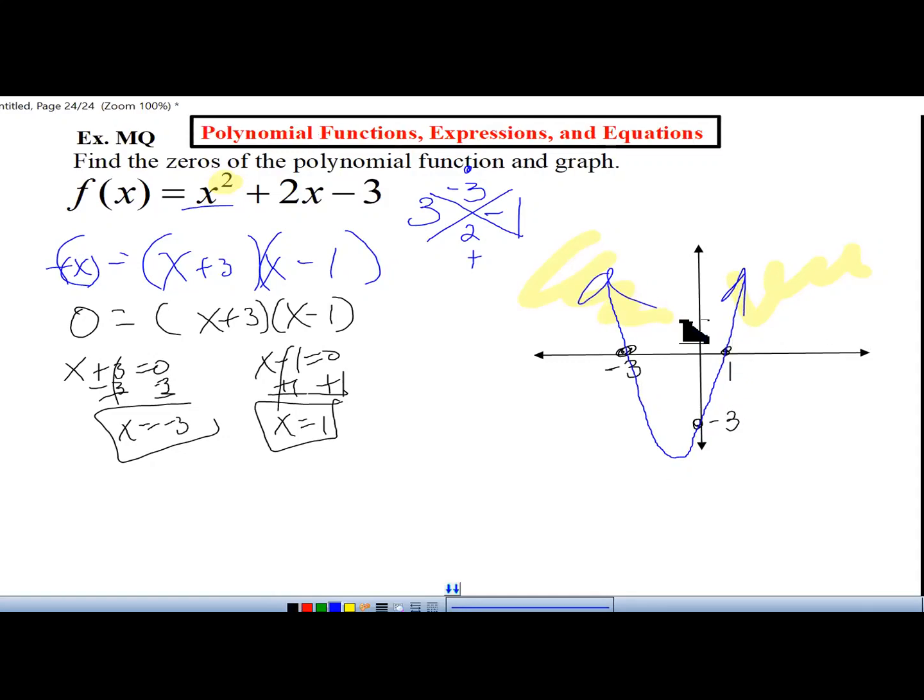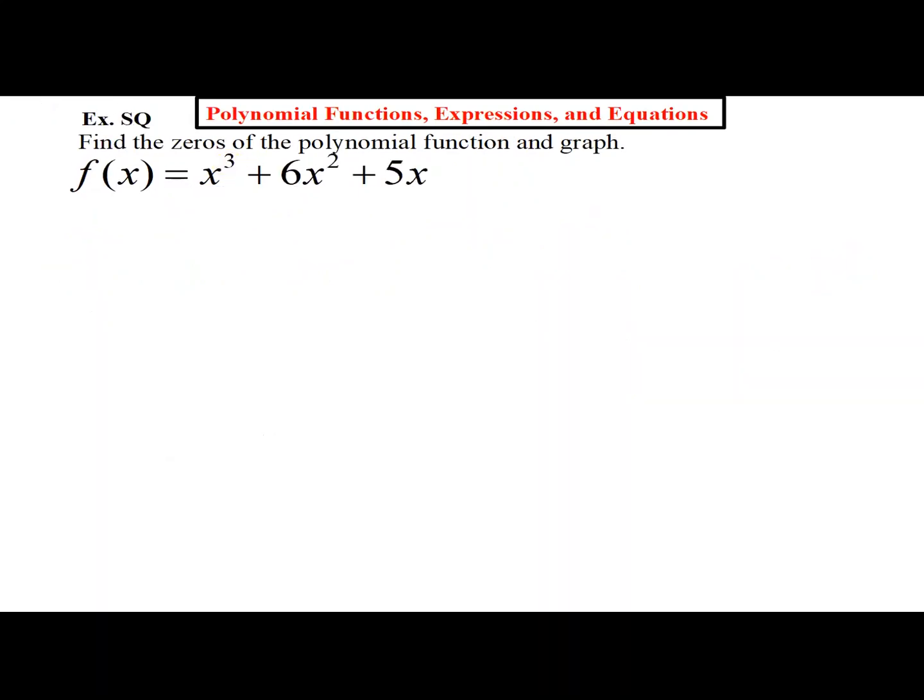From 1 to 5, how comfortable are you so far with us? I see some 5s, 5, 5, 5, 4s, 5 4s. Yes, 5 4s. Okay. Do another one. Copy this one. Example, super cube. F of x equals x cubed plus 6x squared plus 5x.